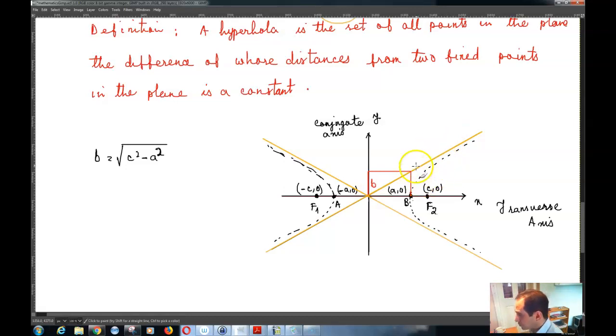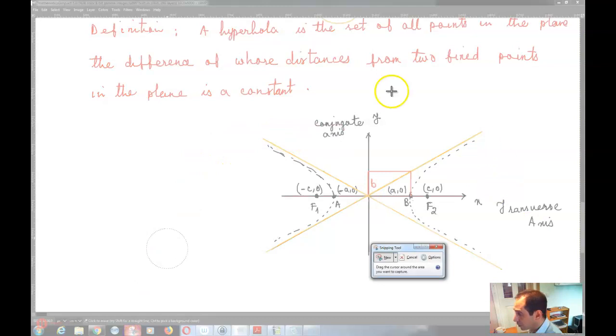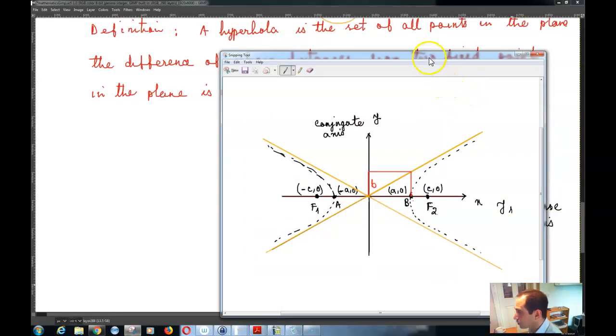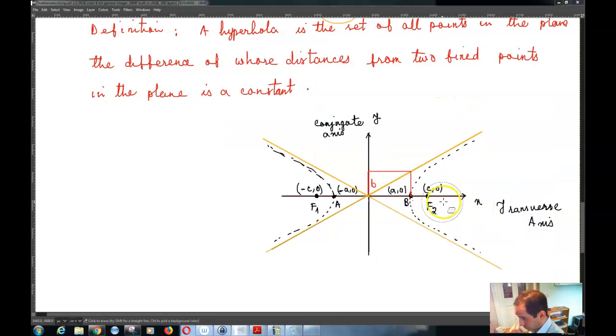So that is basically the hyperbola, and then you have 2c, 2a, b, c, and a, and so on and so forth. So now what I'm going to do is just make a screenshot over here and then use this throughout this demonstration. So this is the image I'm going to use over here. Okay, so that is that.